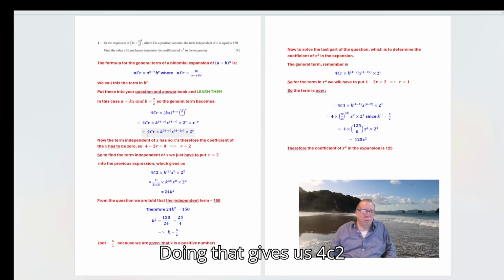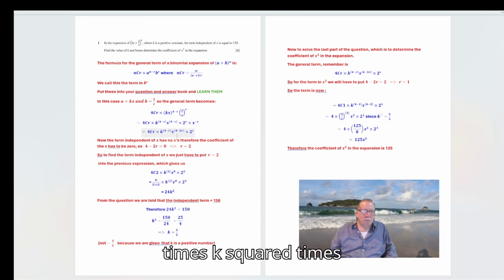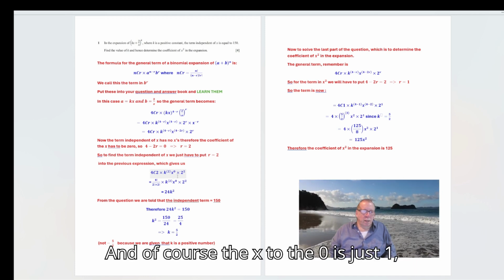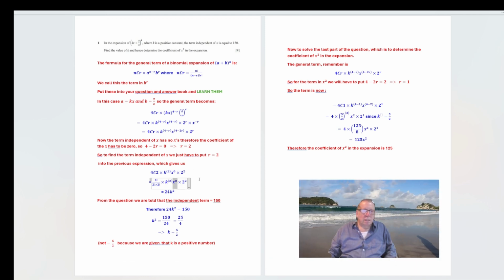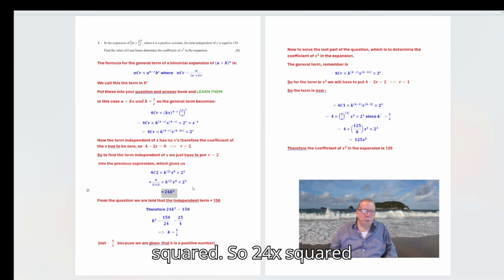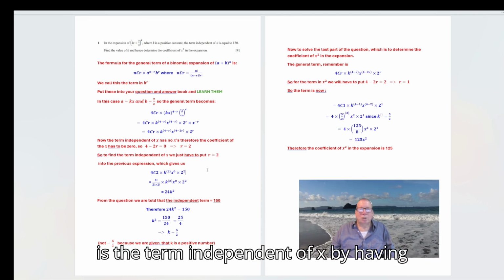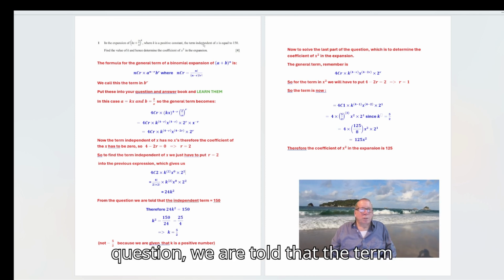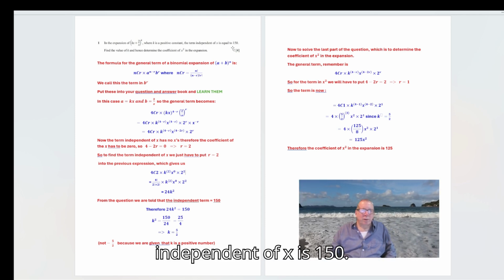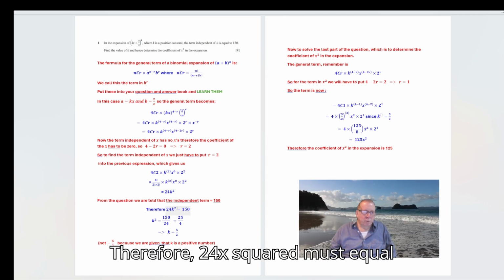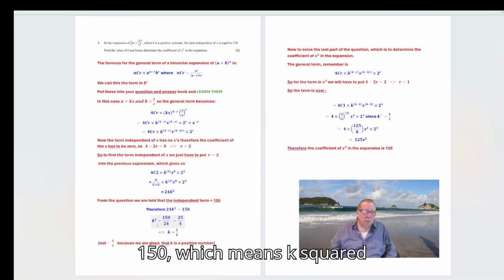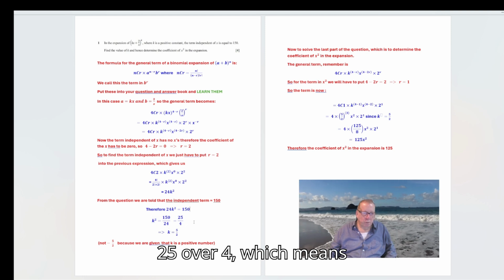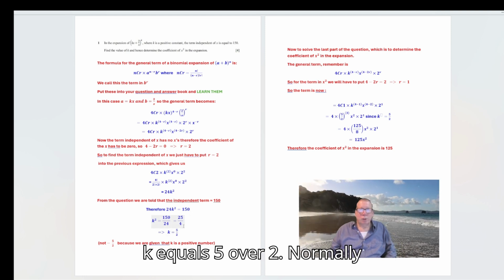Doing that gives us 4C2 times k squared times x to the 0 times 2 squared. And of course the x to the 0 is just 1, so that whole thing simplifies to 24k squared. So 24k squared is the term independent of x, having no x's. But from the question we are told that the term independent of x is 150. Therefore 24k squared must equal 150, which means k squared equals 150 over 24, which simplifies to 25 over 4, which means k equals 5 over 2.